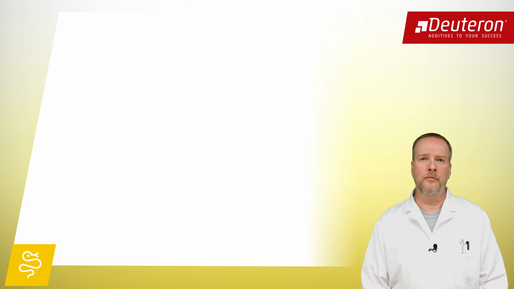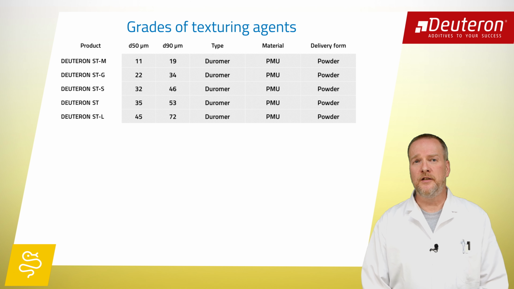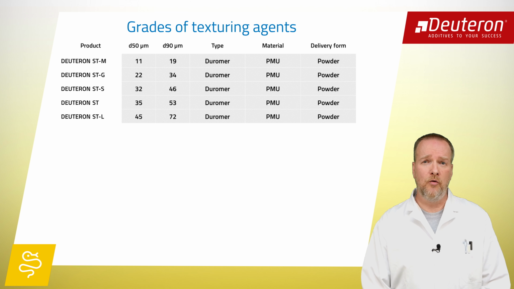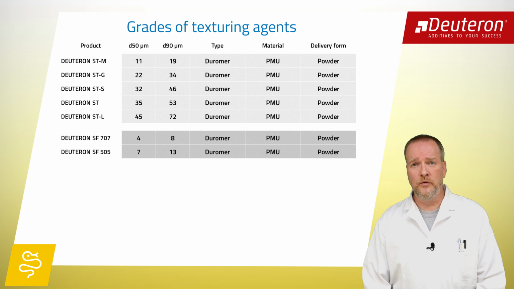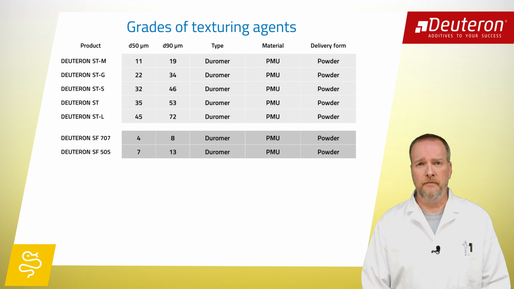Deuteron has two different product groups of texturing agents. The products with letters are based on PMU, our base chemistry for many of our products. Our product range of duromeric texture powders consists of 5 different particle sizes. Actually, there are even 7 if you include the 2 Deuteron SF types, but these are so fine that they are no longer suitable as real texturing agents.